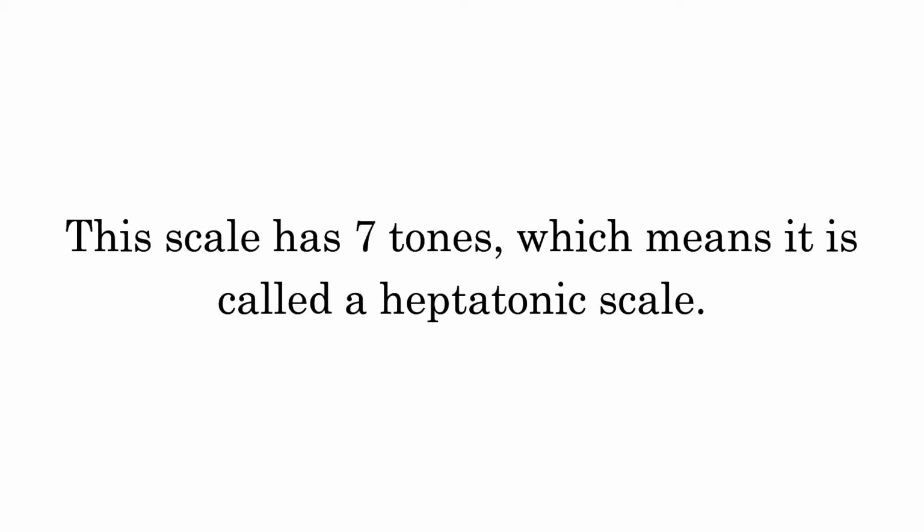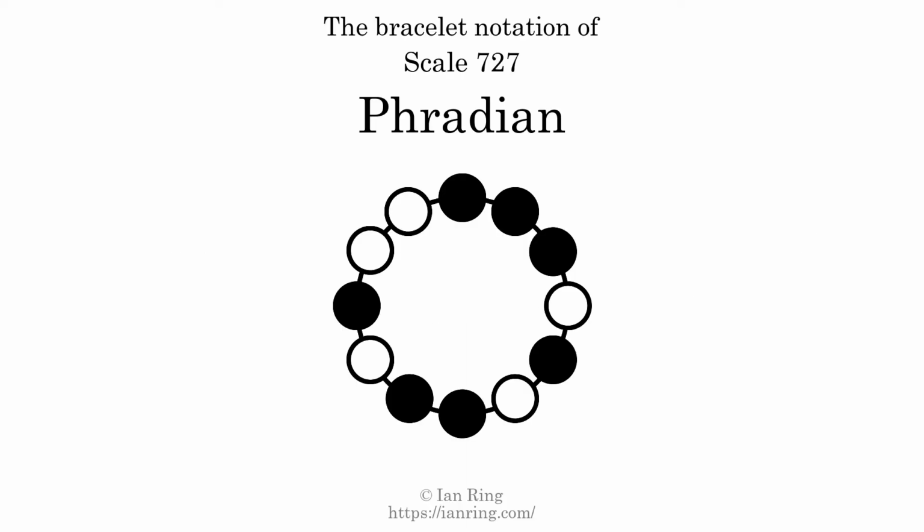This scale has 7 tones, which means it is called a heptatonic scale. This is a bracelet notation diagram of scale 727. The shaded circles represent tones that appear in the scale, and they are read clockwise, starting at the top.